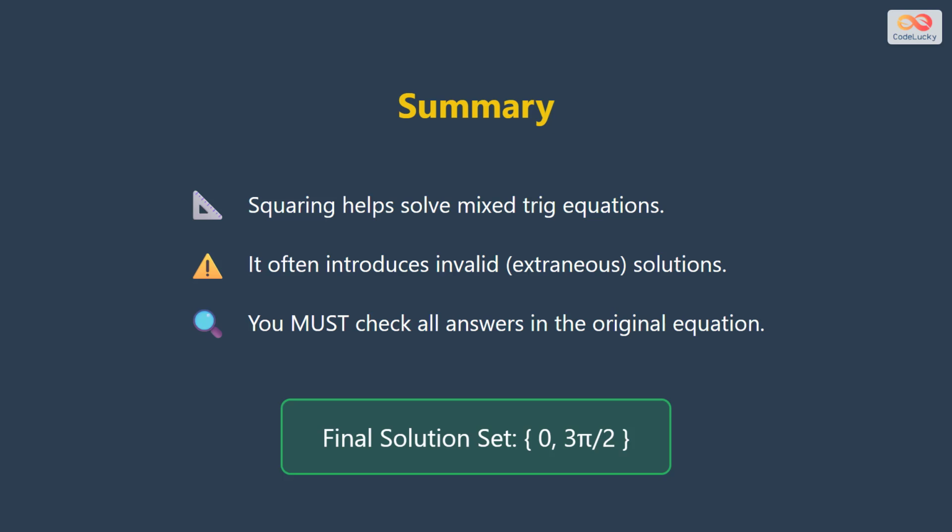So, our final valid solution set contains only 0 and 3 pi over 2. Remember, whenever you square both sides of an equation, you must verify your final answers against the original equation to remove any extraneous solutions.